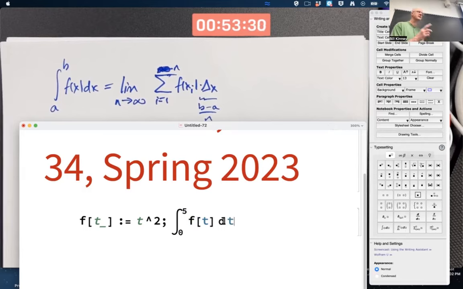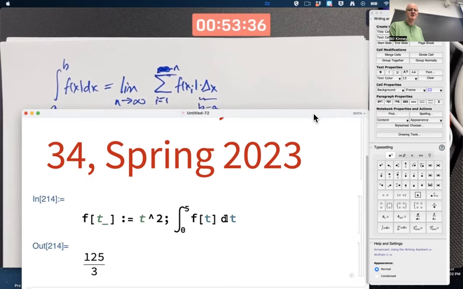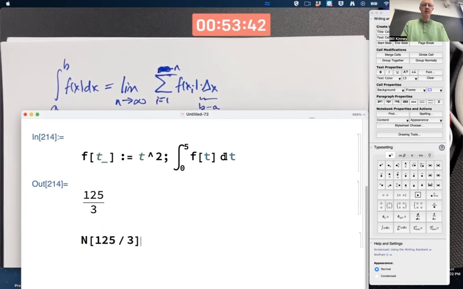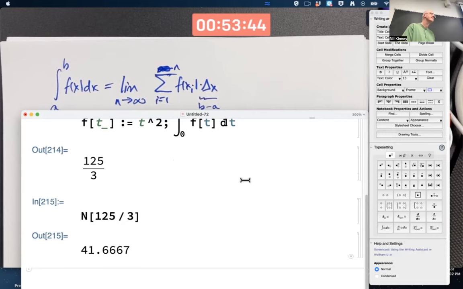Remember, you use underscores when you first define functions. You don't use them after that point. This is going to be 125 over 3. Mathematica is using the fundamental theorem of calculus to find that. And yes, that is 41.6 repeating. Mathematica is rounding there. What about the Riemann sum thing?